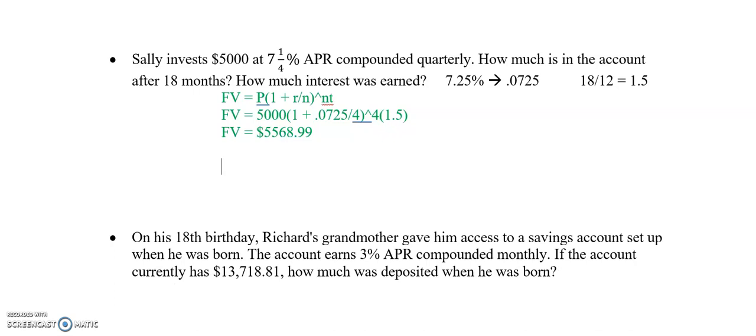Well, remember, interest is always going to be the difference in the future value and the principal, or the FV and the P. So in this case, we're going to take our FV of $5,568.99, and we're going to subtract our P, or our original amount of 5,000, and we see that we get $568.99 as our interest earned.